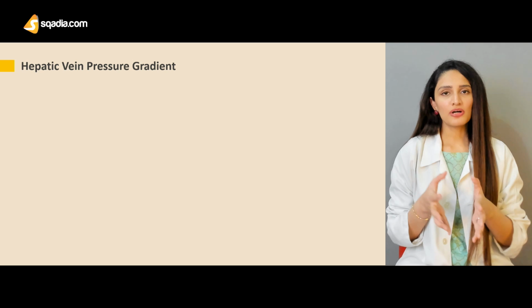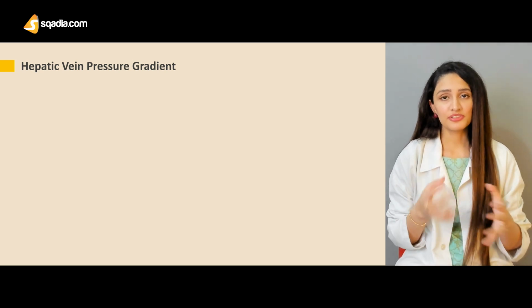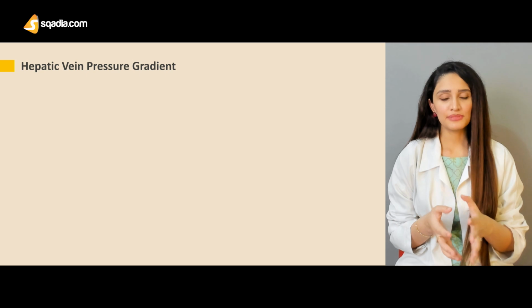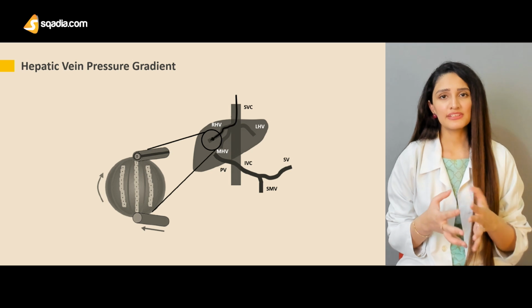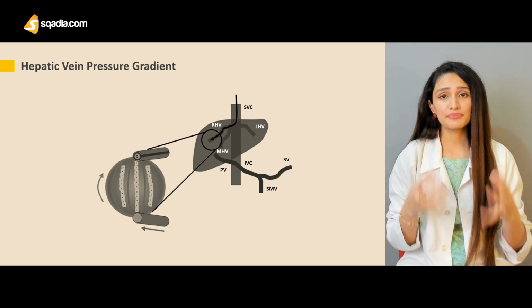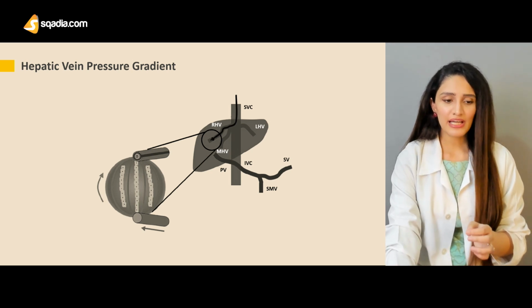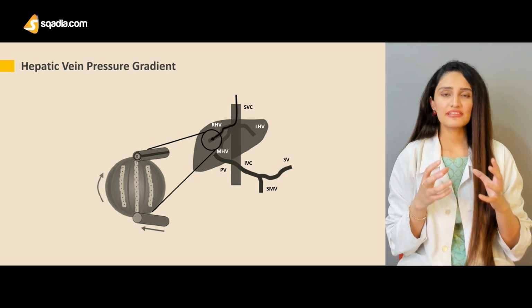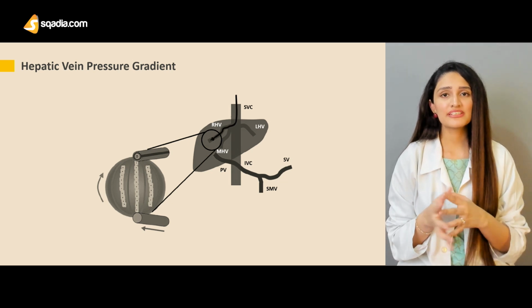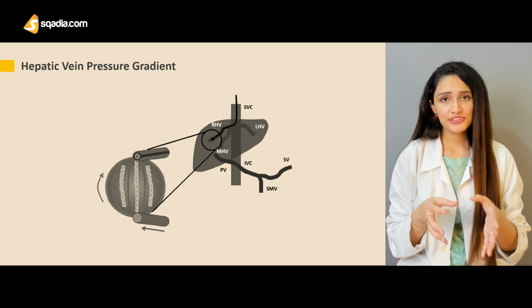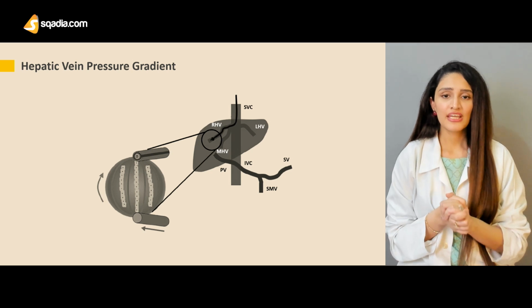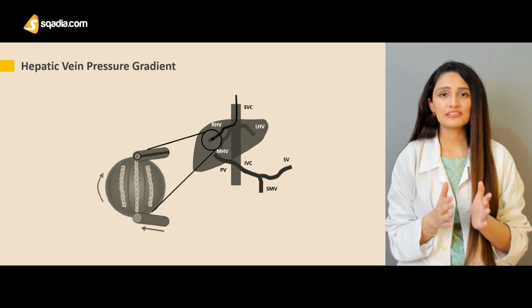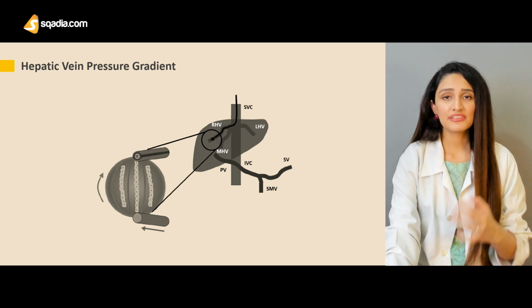So coming to the most common way to measure portal hypertension, we've got the hepatic vein pressure gradient. This is a diagram that gives an overview of what actually happens when we are measuring the pressure within the portal vein. It requires a difference between the wedged hepatic vein pressure and the free hepatic vein pressure.